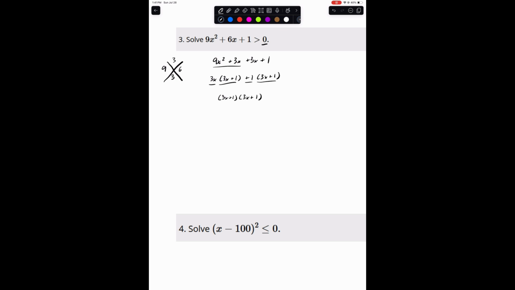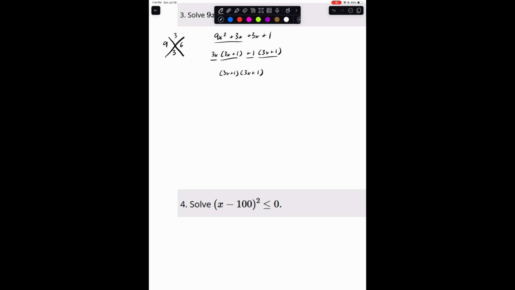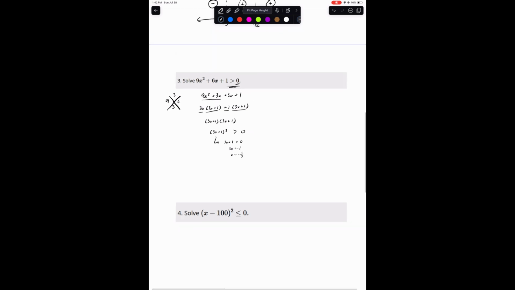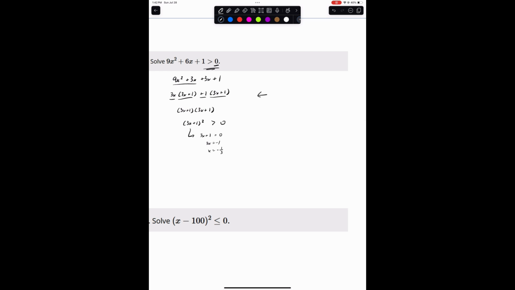Okay? So we have 3x plus 1 squared, so we combine, right? And then we add in the whole thing, greater than or equal to 0. So we have a critical value, right? And it's x equals, we have 3x plus 1 equal to 0. 3x equals -1. X equals -1/3.